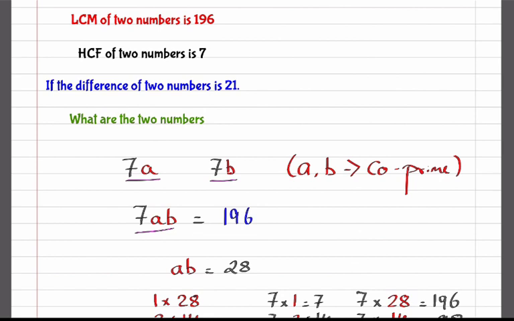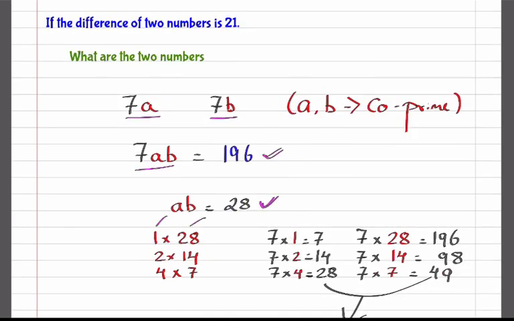So how can I write 28 as a product of two numbers? I can write 1 into 28, yes. I can write 2 into 14, 28, yes. I can write 4 into 7 as 28. But what do I know about A and B?